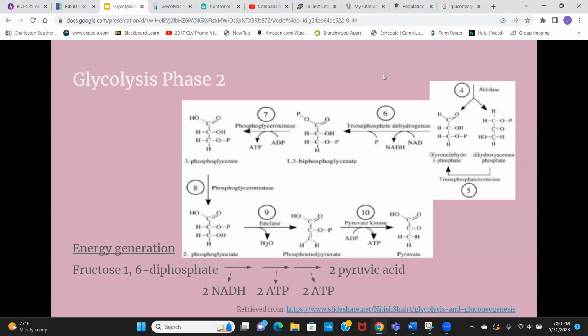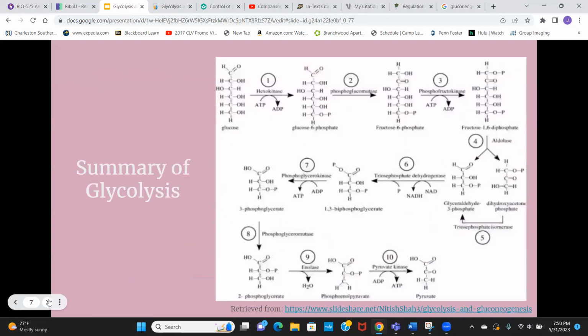So for every 2 glucose, remember up here, it's going through a process. It eventually breaks down into these 2 molecules. We're going to have this one go through, then this one will go through as well. So we're actually going to create 4 molecules of ATP. Okay, and that's what our summary of glycolysis is.